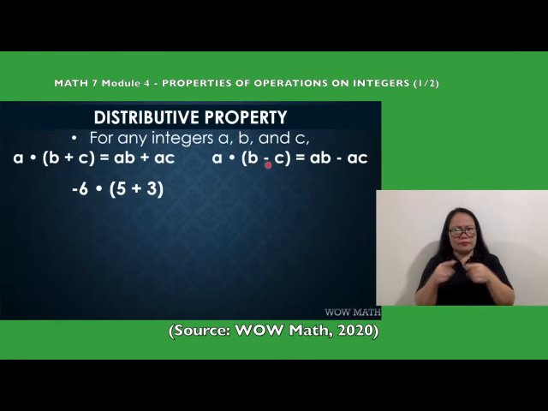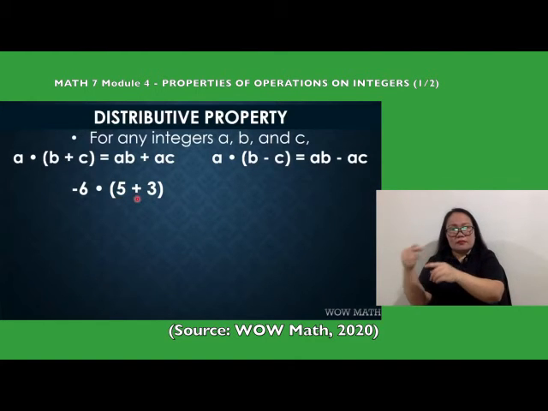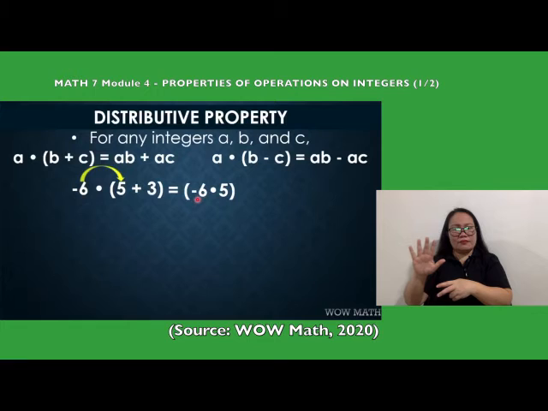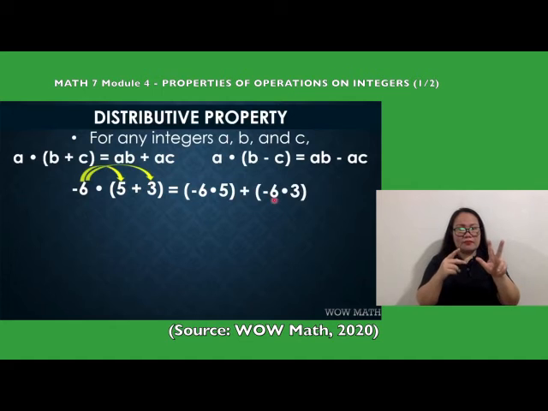Let's have an example. So, if I have here negative 6 times the quantity of 5 plus 3, how are we going to illustrate distributive property here? So, negative 6 times 5, ganyan ang gagawin natin. Doon muna siya sa first integer natin. So, we will have negative 6 times 5. Let's have the next one. Negative 6 times 3. So, ito yon. Negative 6 times 3. Take note of your operation because this is addition.